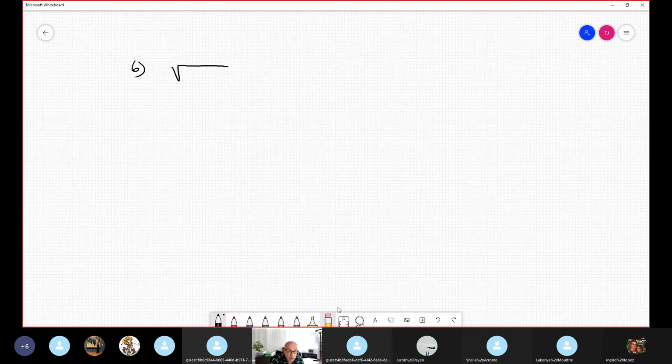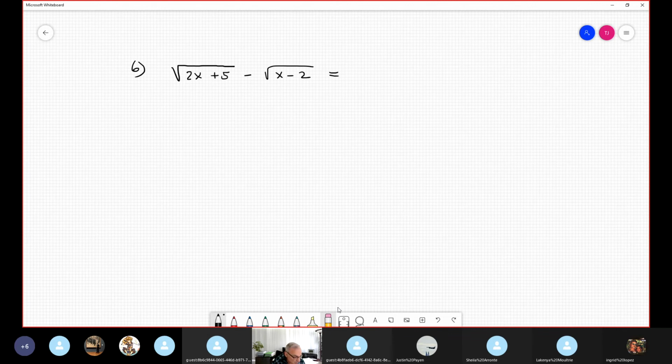Agree. Okay. So, 2x plus 5 minus square root x minus 2 should be 3.